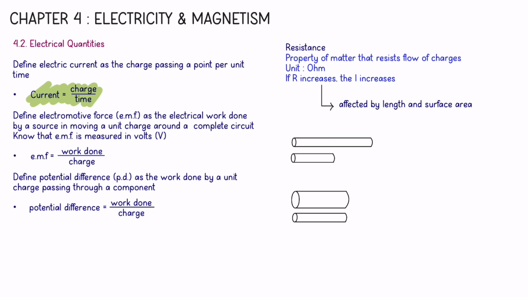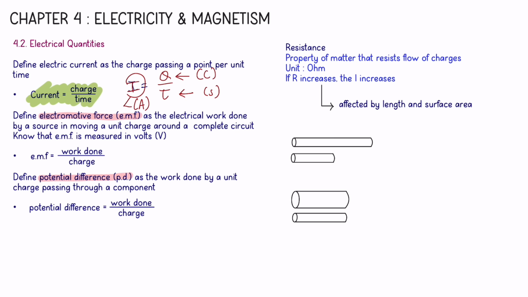Firstly, you've got current, which can be calculated by charge over time. The unit for charge is coulomb and the unit for time is seconds. And the symbol of current is I and the unit is A, which stands for ampere. Next, you've got electromotive force. Make sure you know the difference between electromotive force and potential difference.